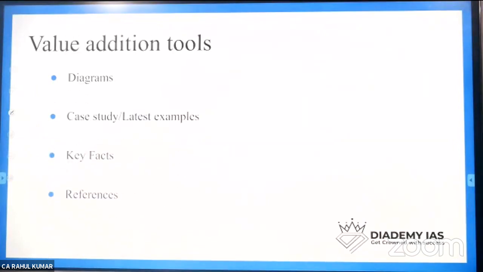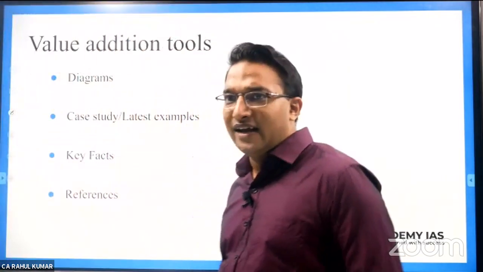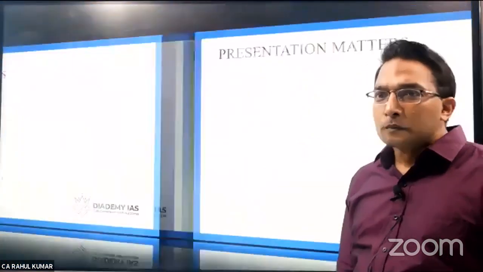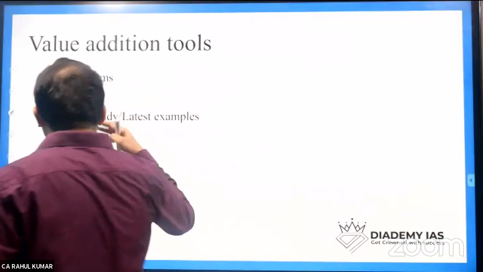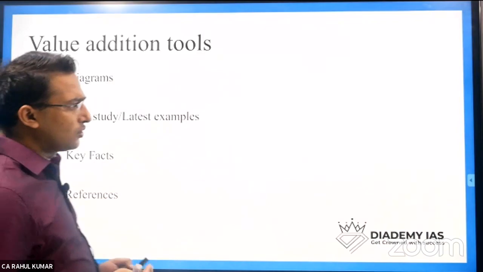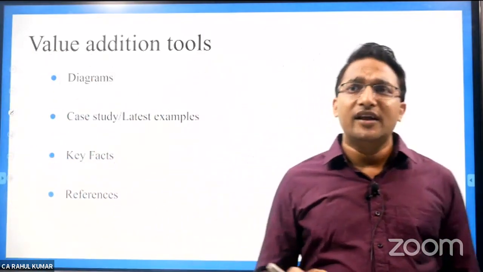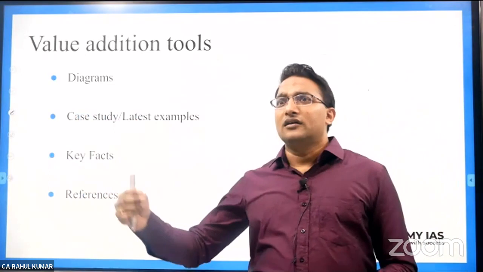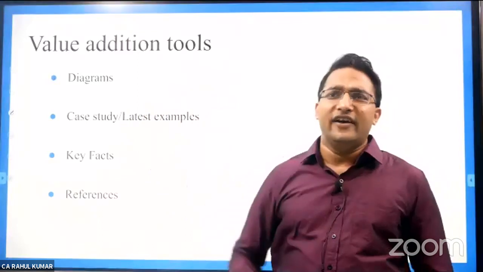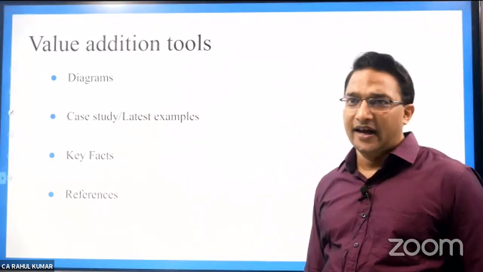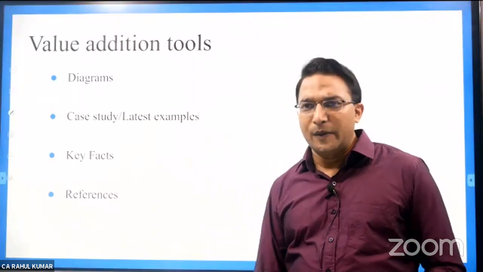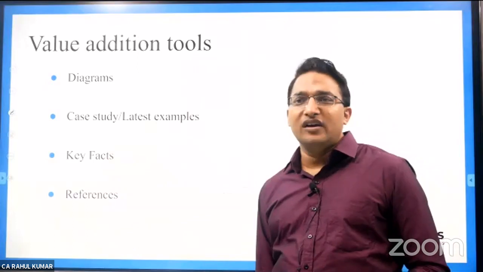Now, what are the important key value addition tools? I have told you: diagrams, case studies, key facts, and references. Okay, so diagrams can be of multiple types. I will tell you about case study, the latest example. For example, if it is about crime against women, you can give the example of Hathras. If it is a case of man versus animal conflict, you can give the example of that elephant which was killed in Kerala, like that. Important facts you can include from the Economic Survey, from the daily newspaper, like that. References of Economic Survey, NITI Aayog, like that.